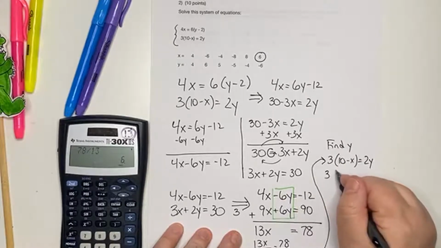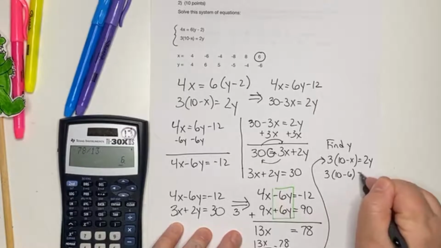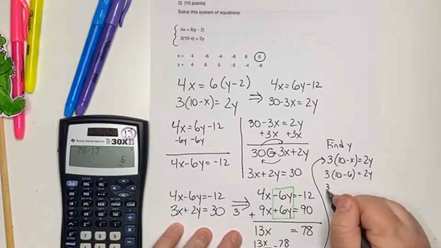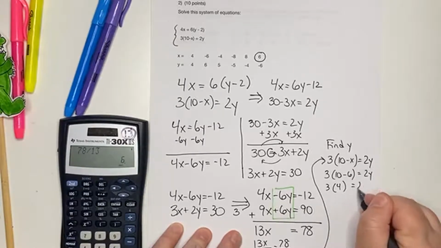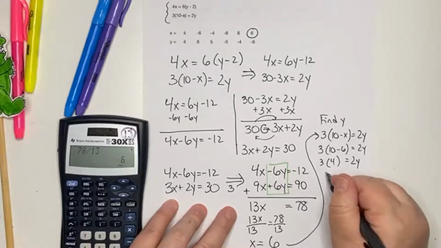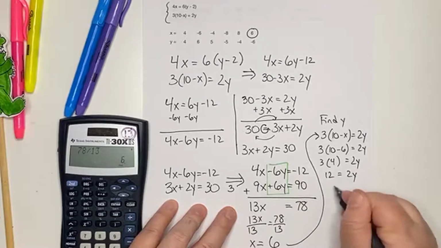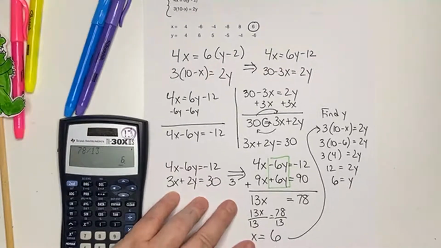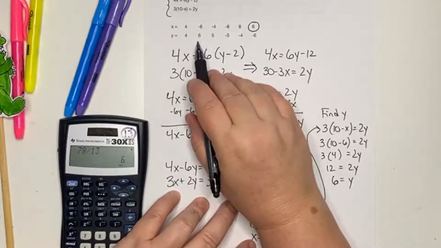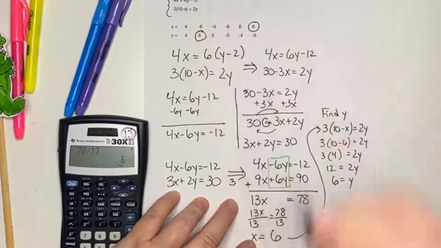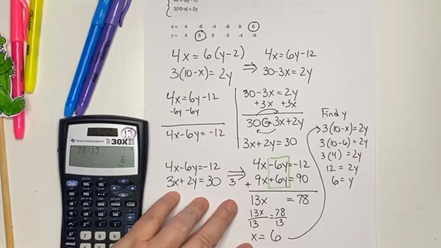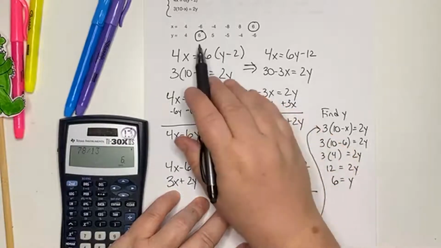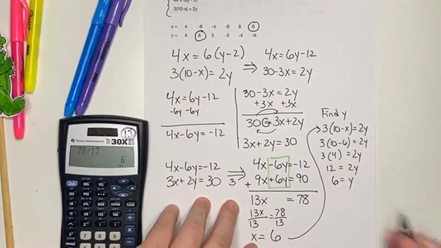So I do 3 times 10 minus 6 equals 2y. 3 times 4 equals 2y. 12 equals 2y, so 6 equals y. That's interesting. So they're both equal to 6. And I come up here, and sure enough, there's 6. Just because an answer is there doesn't guarantee it's true, but it does make me feel better when I can find the answer.